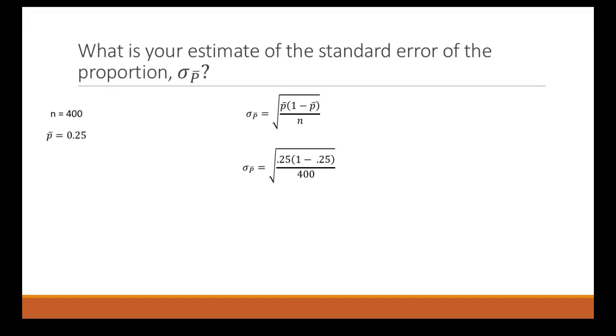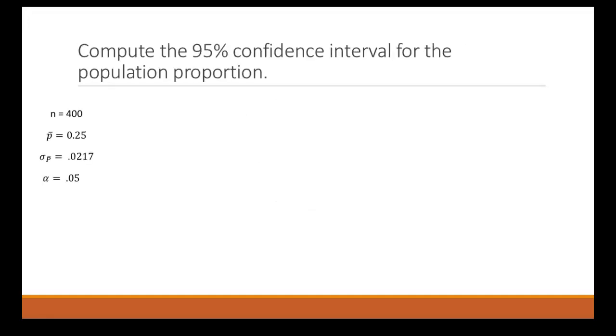So we start plugging those numbers in, get 0.25 times 1 minus 0.25 all over 400, and we take the square root of that. So the numerator simplifies down into 0.1875 when you do all of that math. So the estimate of our standard error of the proportion ends up as 0.0217. So now we can use that piece when we make this confidence interval.